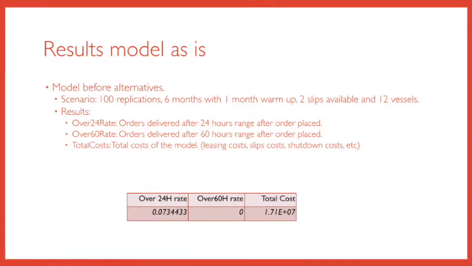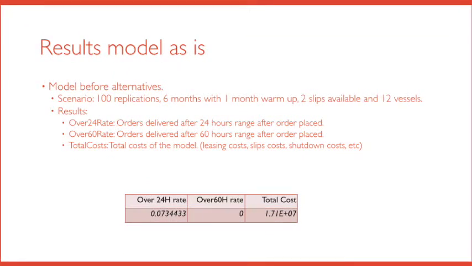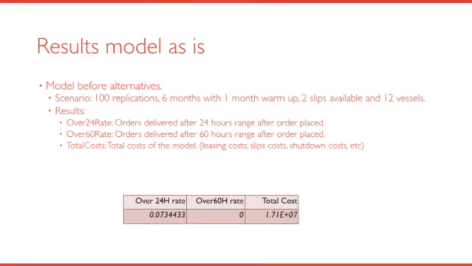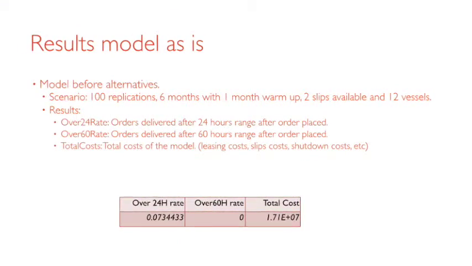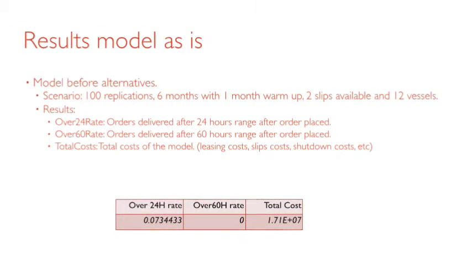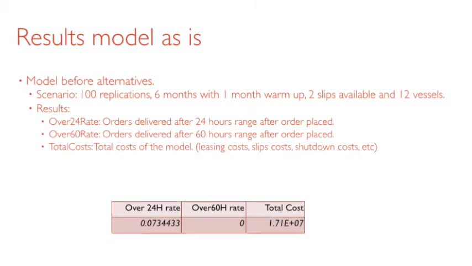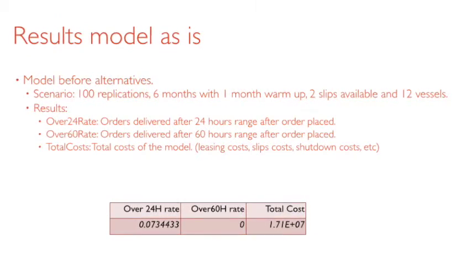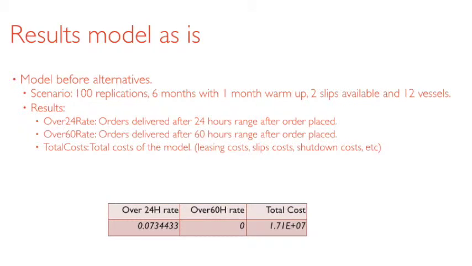Now we will introduce the simulation results. First, the model as is was simulated using the following parameters: 100 replications, 6 months with 1 month warm-up, 2 slips available, and 12 vessels. The responses that we focused on were the over 24-hour delivery rate, over 60-hour delivery rate, and the total cost, being the last one the most important variable to minimize.